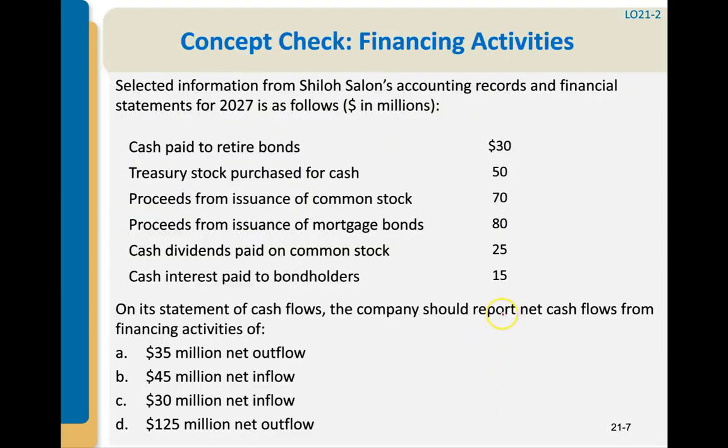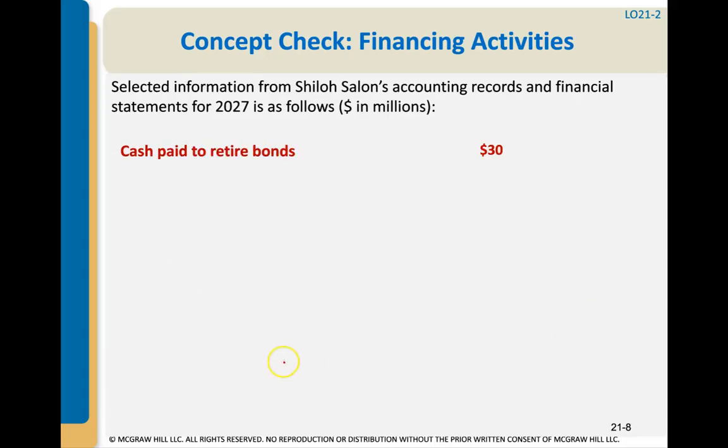Let's go through this concept check. There's selected information from Shiloh Salon accounting records and financial statements for 2027 as follows. And the question asks, on the statement of cash flows, the company should report net cash flows from financing activities of what? So let's take these transactions one by one.